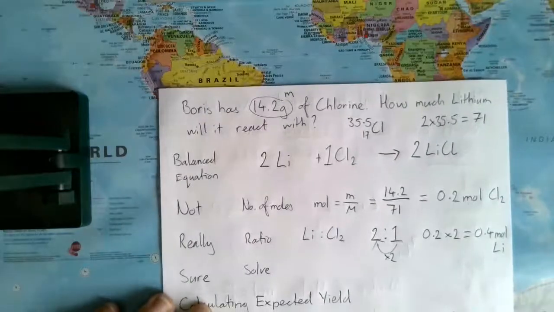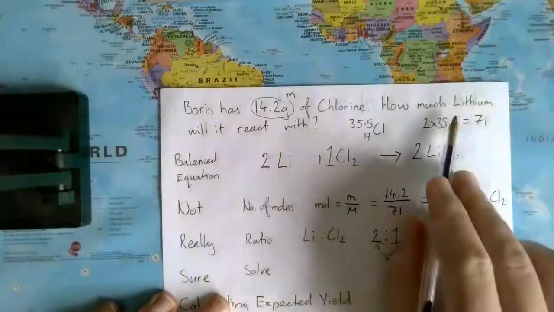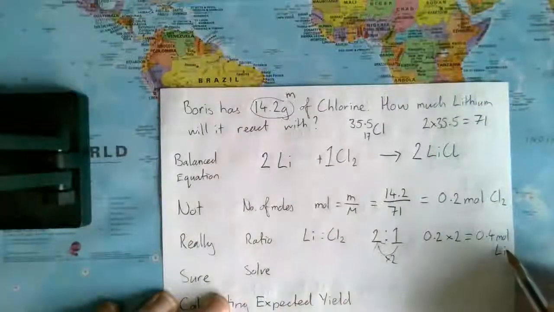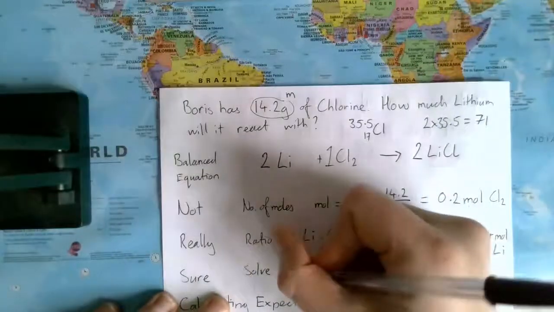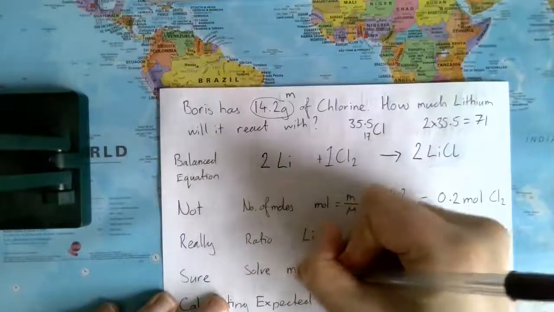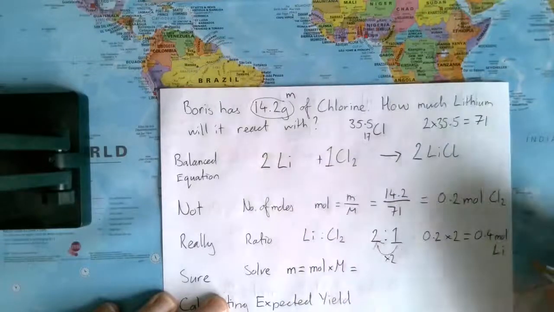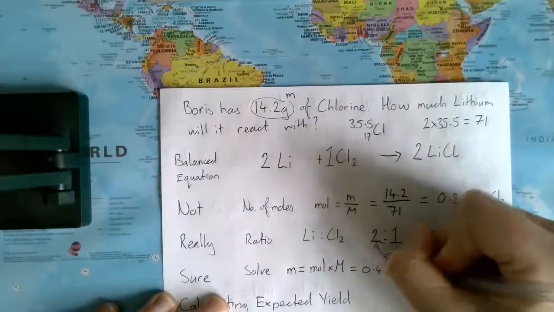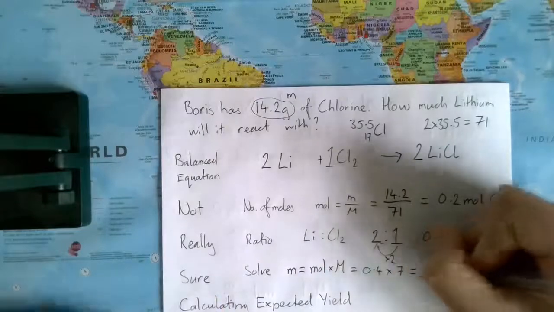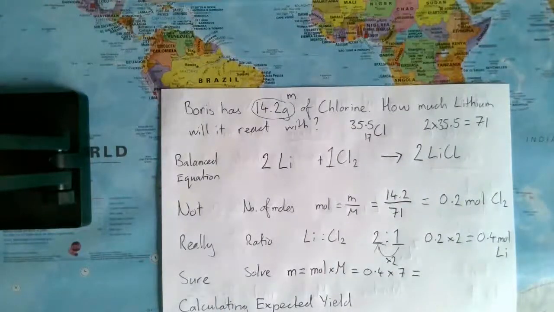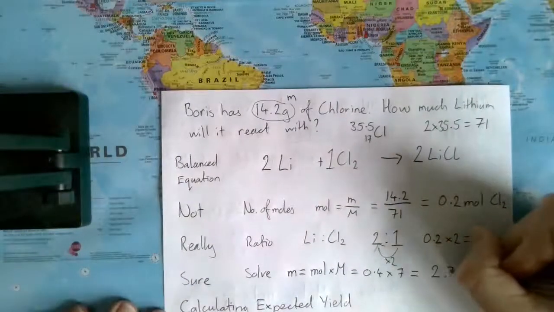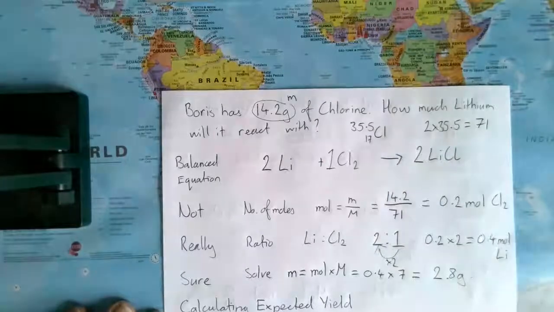Now we need to solve this. You're asked how much lithium. If it's in moles, 0.4. If it's mass, the mass is the number of moles times by the molar mass, 0.4 times by 7, and that is going to give you your answer, which is, hastily doing it, 2.8 grams.